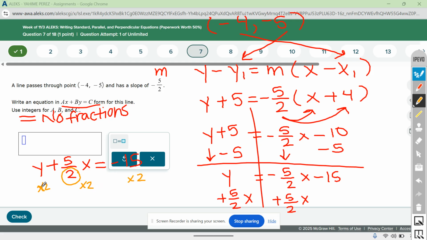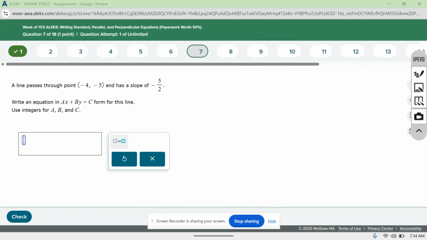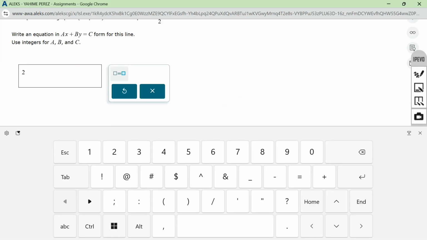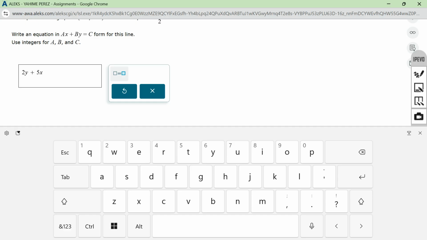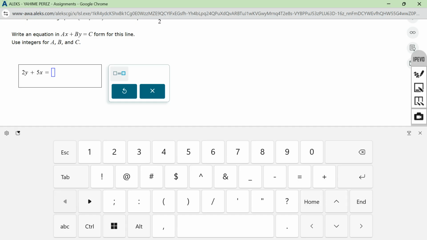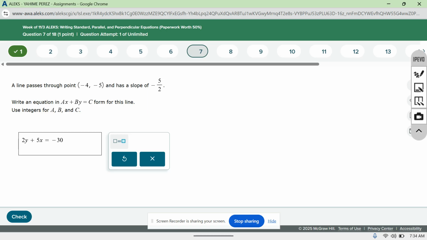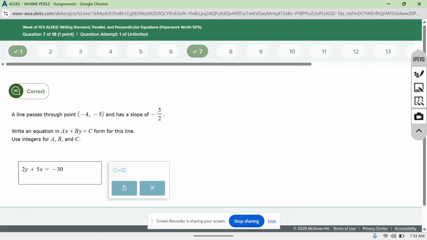So y times 2 is 2y. 5/2 x times 2 is 5x. And -15 times 2 is -30. Okay, and this is our final answer without fractions. Was that a positive 5x? Yep, positive 5x. Okay, moving on to 8.